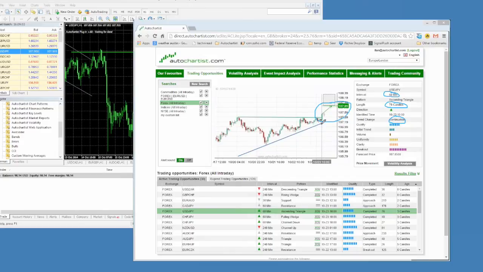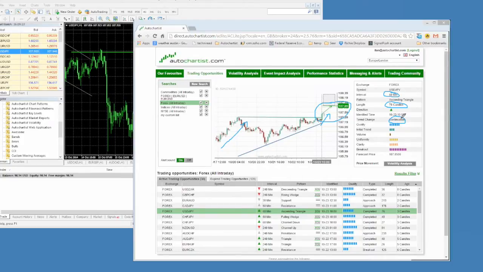Continuation, meaning that the breakout, which was bullish, is in the same direction as the initial trend of the pattern, right? So that means there was an initial bullish trend, then there was the pattern, and then there was a bullish breakout. This is why this is called a continuation pattern.